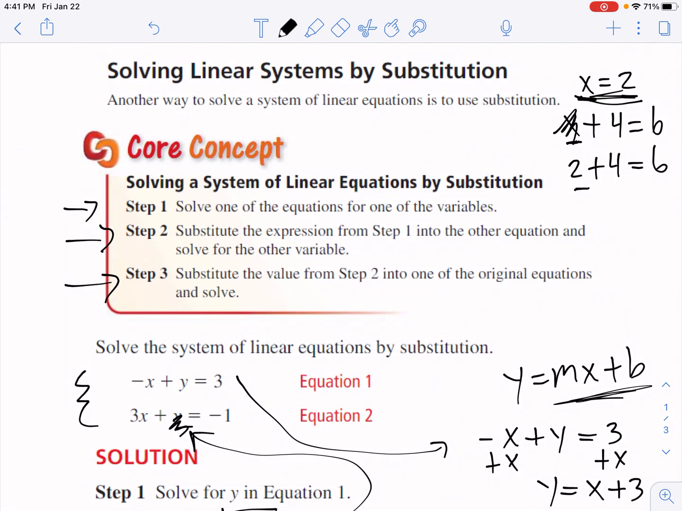Then step number 3, once we know what the value is from what we found in the second step, we're going to take that value and plug it back into either one of the original equations, okay?